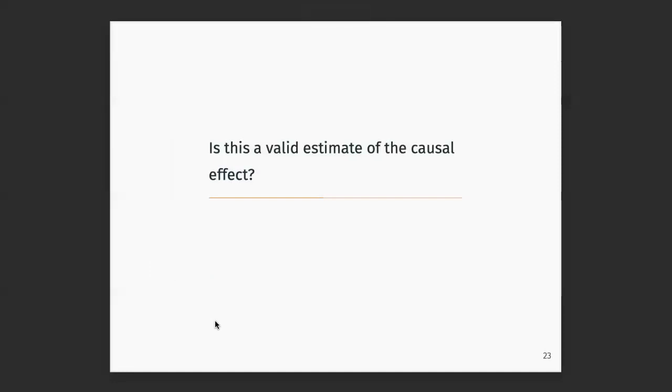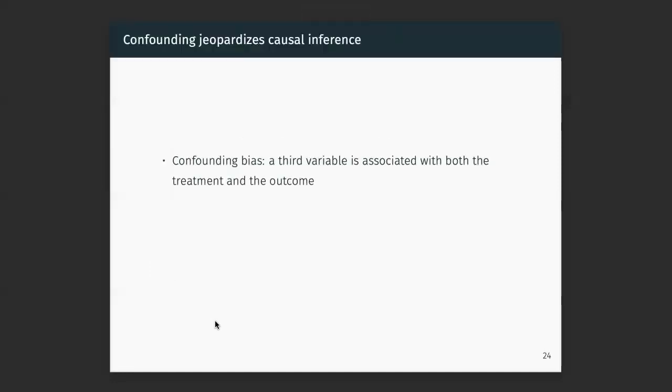So is this valid? Confounding can jeopardize causal inference. Confounding bias is when a third variable is associated with both the treatment and the outcome. This is called an endogenous variable. An endogenous variable is something that's associated with both exposure to treatment and the outcome itself. Something that's correlated with getting the treatment and with your value on the outcome. So some third variable that's associated with both things. That's a confounder, and that's called an endogenous variable.